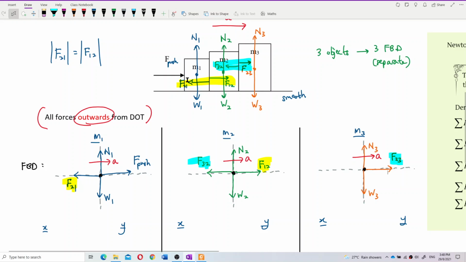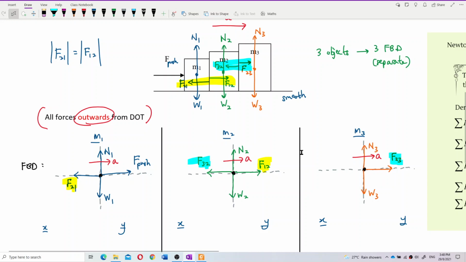Although F12 is actually part of the pushing force, and F23 is also part of the pushing force, the pushing force never pushes mass 2 and mass 3 directly. The pushing force only pushes directly on mass 1, as you can see. That's why the pushing force only exists on mass 1, never on mass 2 and mass 3.